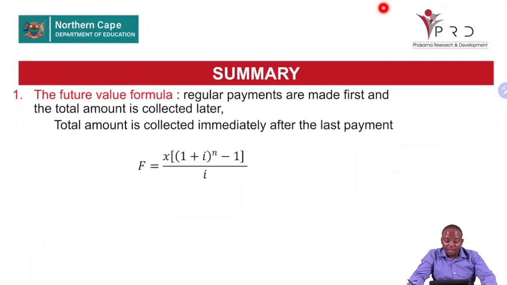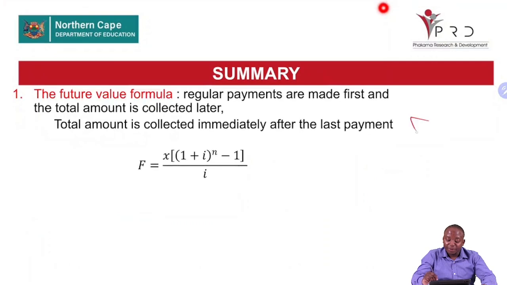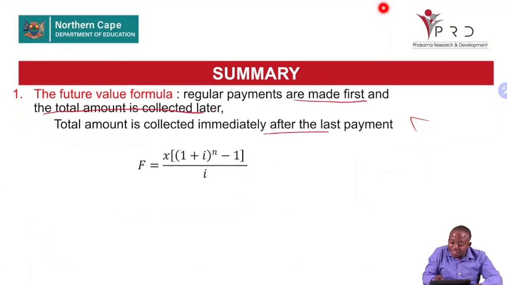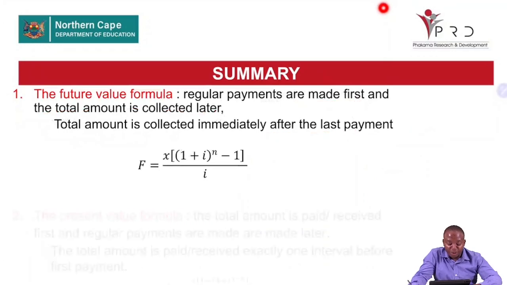Summary. Under this summary, what did we do? We dealt with the future value formula, where the regular payments are made first and the total amount is collected later. In this case, we pay immediately at T0 and we collect at the last payment. We use the formula as quoted there for the future value.